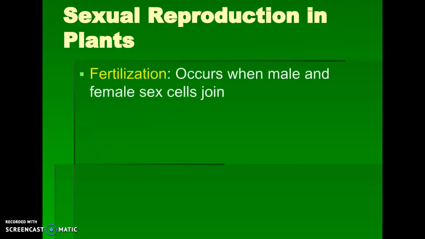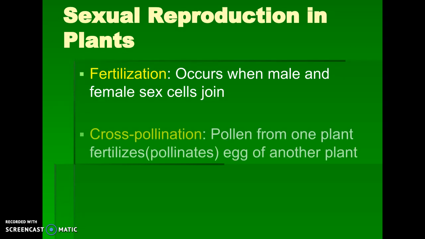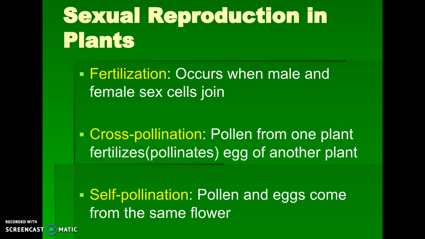Now, in sexual reproduction in plants, fertilization occurs when a male and female sex cell join together, just like in most other types of sexual reproduction. Cross-pollination is when pollen from one plant fertilizes the eggs of another plant, and this is what Gregor Mendel was really going for. He was going to start crossing plants and find out what he would get in the offspring. Self-pollination is when the pollen and eggs come from the same flower. So he wanted to see, if I cross one flower with another, what am I going to end up with?